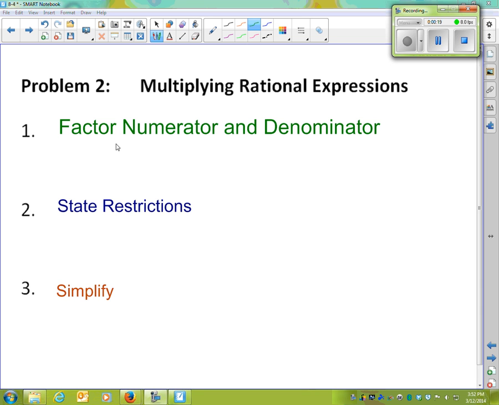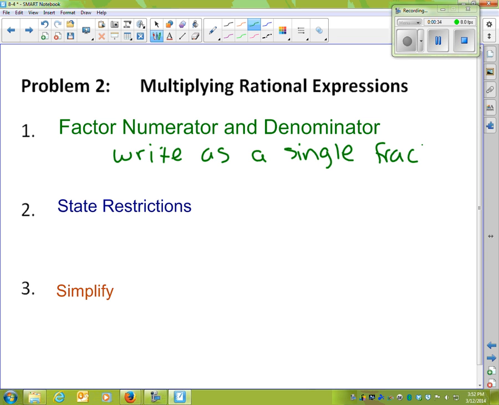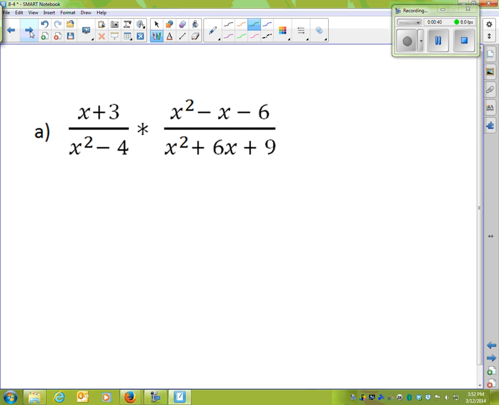When you factor, we want to write it as a single fraction. Then state your restrictions, and then simplify. Let's give it a try. Letter A. Step number 1, factor.